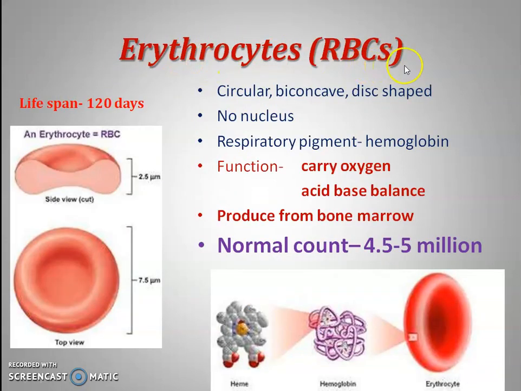Erythrocytes or RBC, red blood cells. Circular biconcave disc shape, no nucleus, contains the respiratory pigment hemoglobin. Functions are to carry oxygen, acid base balance, and they are produced from bone marrow. Normal count is 4.5 to 5 million. This is heme, then hemoglobin, and this is erythrocyte. Erythrocytes or RBC, this is side view, 2.5 micrometer or micron. This is top view, 7.5 micron diameter.